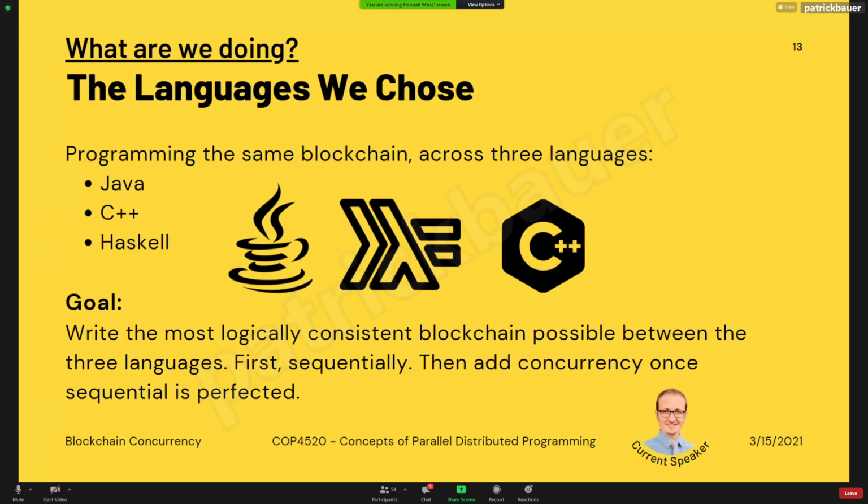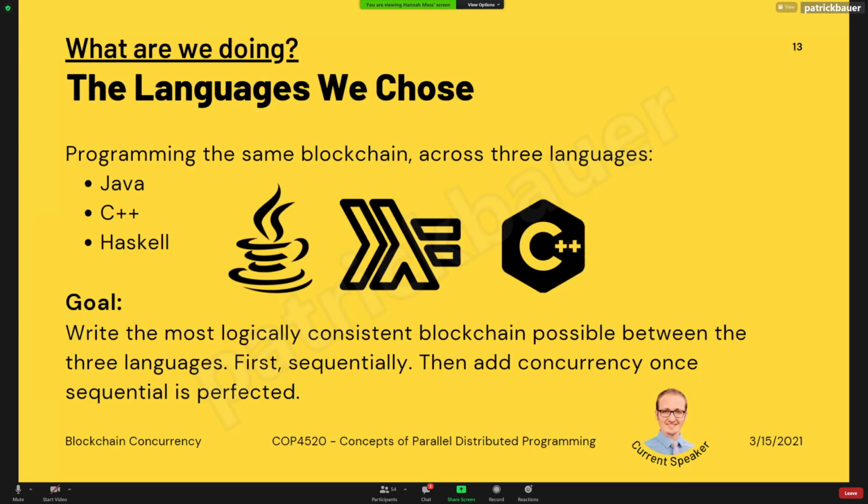So the languages that we chose. You can see that the 3 that we chose were Java, C++, and Haskell. We all have varying degrees of experience with each of these languages, ranging from no experience at all to a lot of experience. I, for example, have no experience whatsoever in Haskell, which is why I'm not working on Haskell. So the goal is, like I said before, write the most logically consistent blockchain possible between these 3 languages.